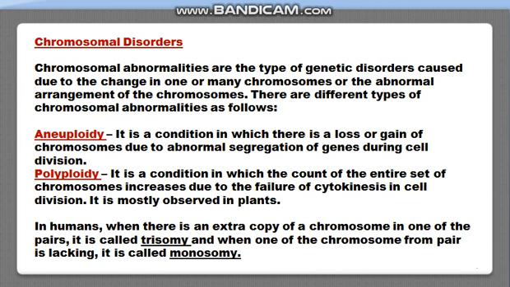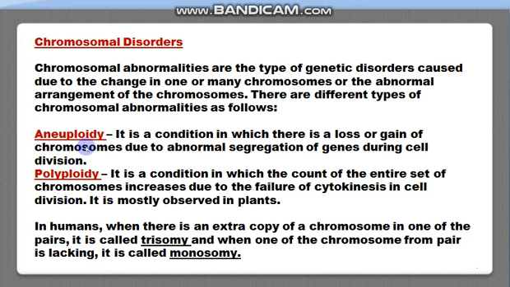Next comes the second type of disorders, the chromosomal disorders. We have studied till now about the Mendelian disorders, and now we come to the chromosomal disorders. Chromosomal disorders are types of genetic disorders caused due to a change in one or many chromosomes or an abnormal arrangement of chromosomes. There are different types of chromosomal abnormalities, and we can study them under two headings. One is aneuploidy and the other is polyploidy.